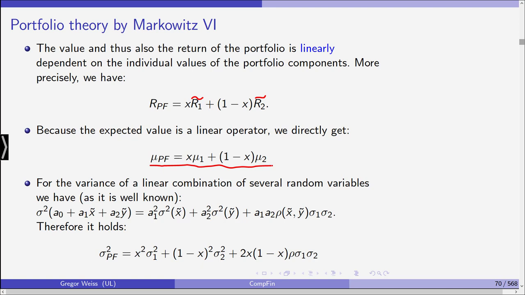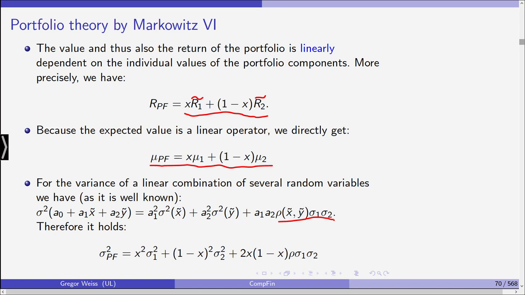Now for the variance, it is a little bit more tricky. If we have several random variables and we are looking at a linear combination of these random variables, as we are doing here, X R1 plus 1 minus X R2, then the variance of A0 plus A1 X tilde plus A2 Y tilde is, this is a result from statistics, A1 squared sigma squared X plus A2 squared sigma squared Y plus A1 A2 rho of X and Y sigma 1 sigma 2. So you need A1 and A2. You need the variances of the two constituent random variables, and you need the correlation factor, or alternatively the covariance, which is simply given here, as you can see. And this is a covariance.